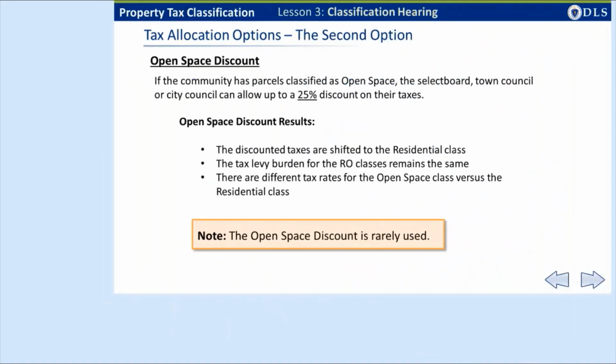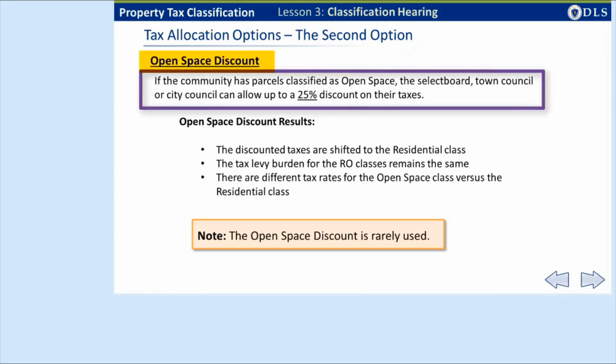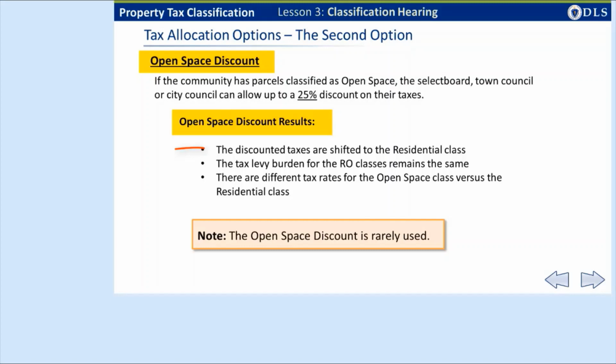The second tax allocation option facing the classification hearing is the open space discount. If a community has parcels classified as open space, the Select Board, Town Council, or City Council can decide to allow those parcels a discount on their taxes. The open space discount can be up to 25% of the open space tax levy. The discounted taxes are shifted to the residential class.